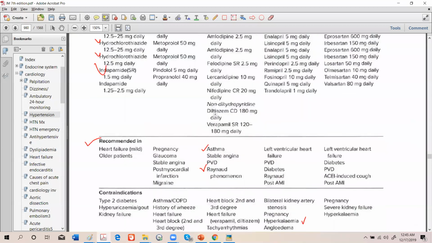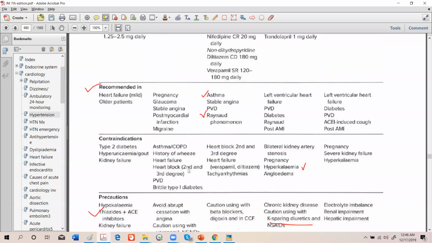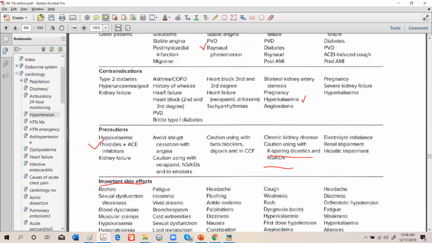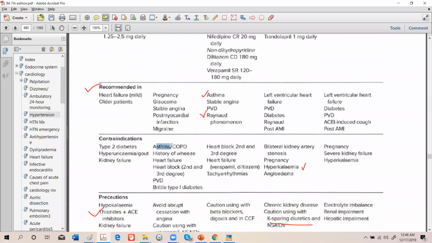Now, for whom it is recommended. You see, a calcium channel blocker is recommended in asthma, right? Sometimes a beta blocker like labetalol is recommended in pregnancy. Of course, alpha methyldopa is one of the choice of drug. I'll tell you that one very soon. All right, and some contraindications definitely, like beta blocker, asthma, so it's a contraindication.